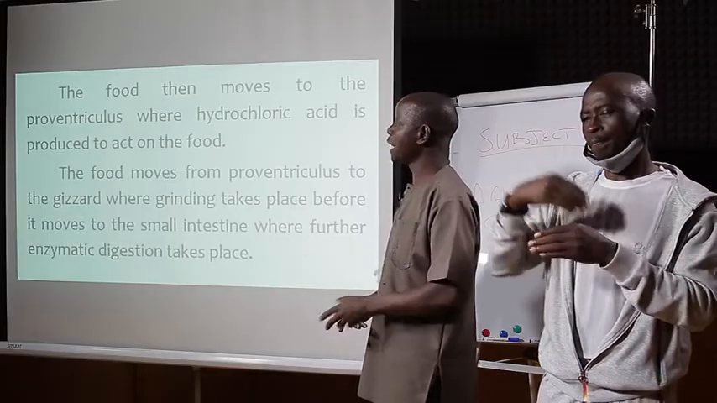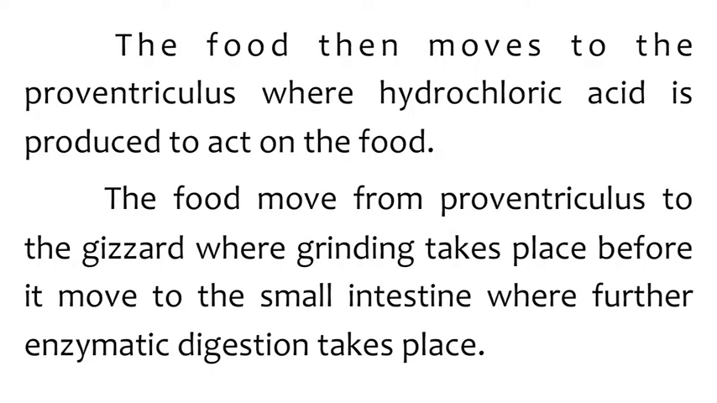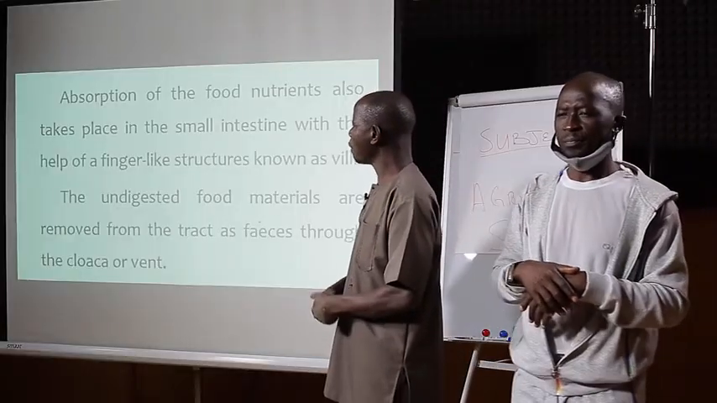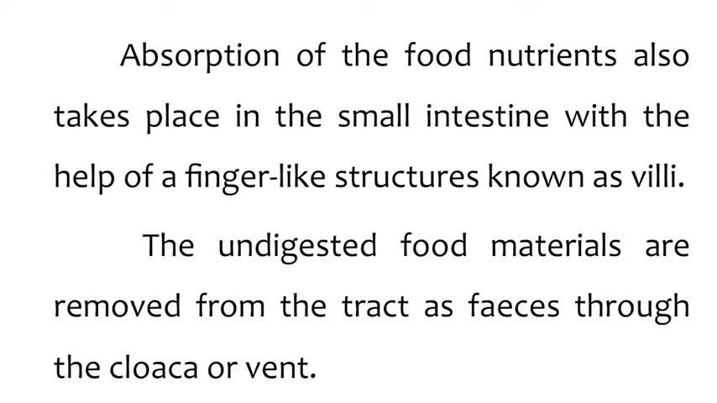The food then moves to the proventriculus, where hydrochloric acid is produced to act on the food. The food moves from the proventriculus to the gizzard, where grinding takes place before it moves to the small intestine, where further enzymatic digestion takes place. Absorption of food nutrients also takes place in the small intestine, as I said earlier, with the help of finger-like structures known as villi. The undigested food materials are removed from the tract as feces through the cloaca or the vent.